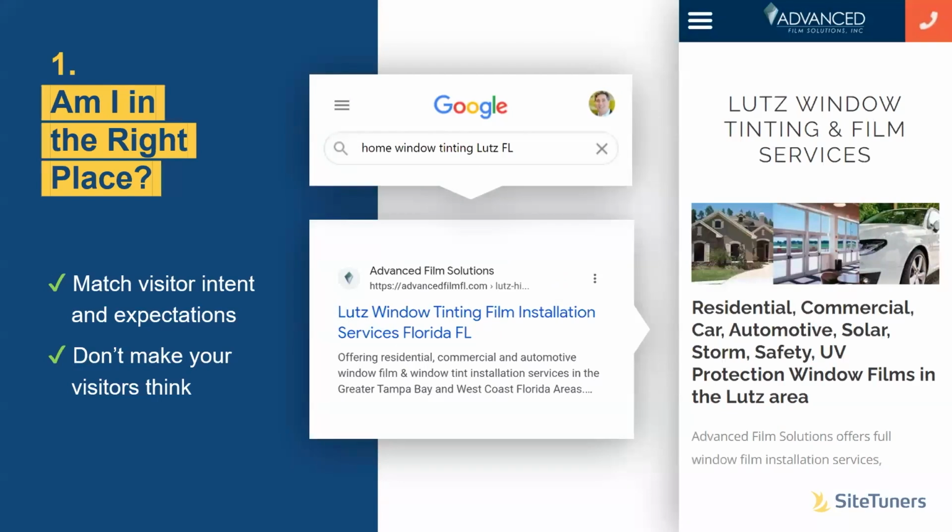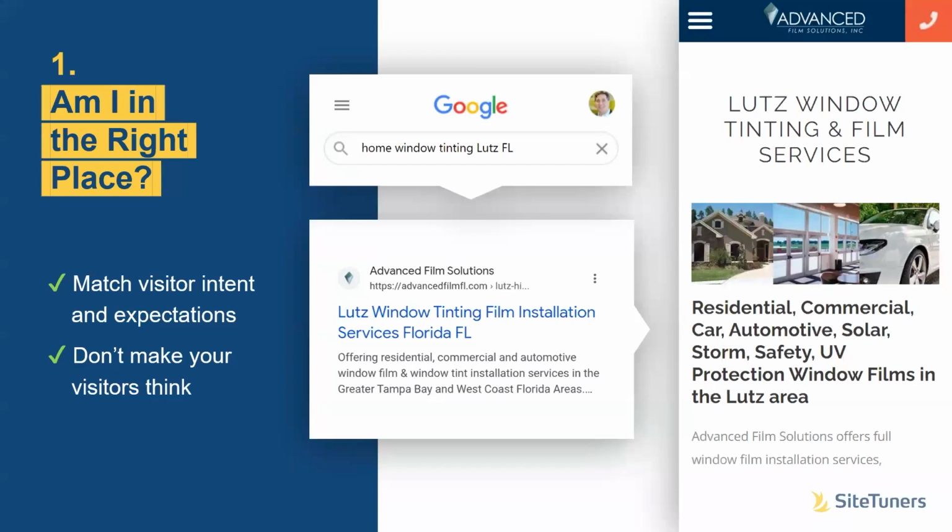Now, I do a search for home window tinting in Lutz, Florida. Not Lutz, by the way, Lutz, that's how that's pronounced. Advanced Film Solution, Lutz window tinting film installation in Florida. So it says it. And then when you land on the page, Lutz window tinting services. Am I in the right place? It makes it really easy to know that.